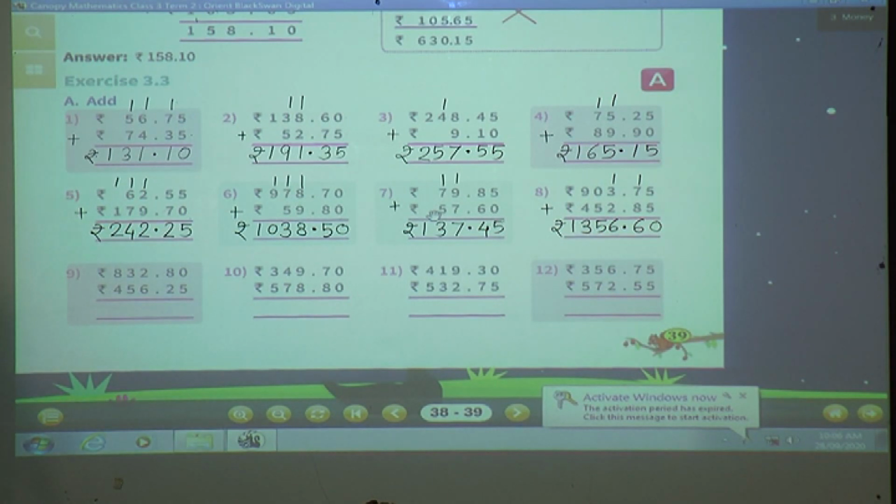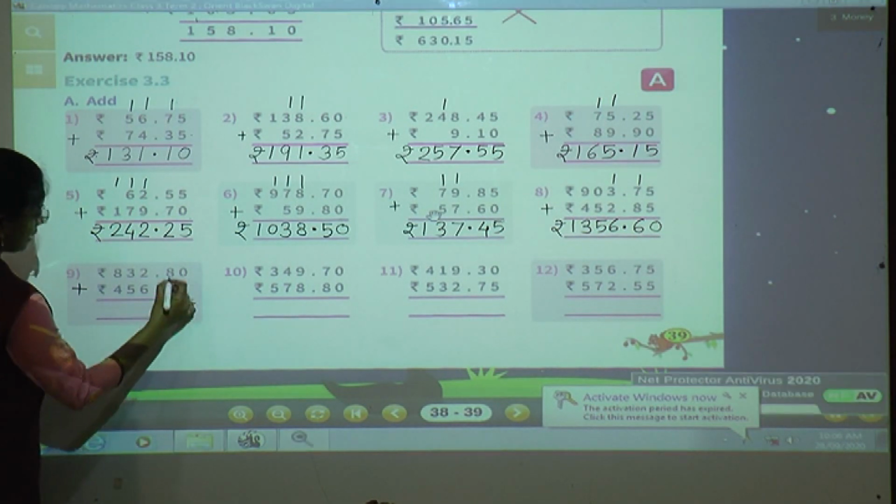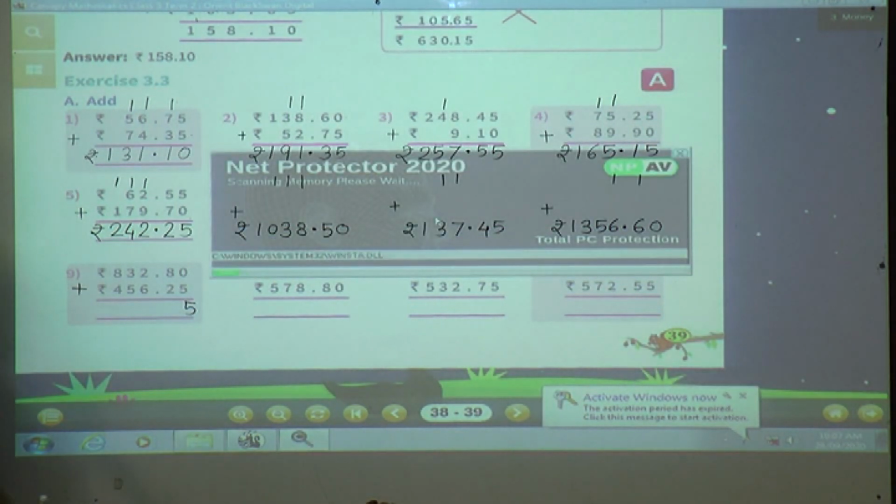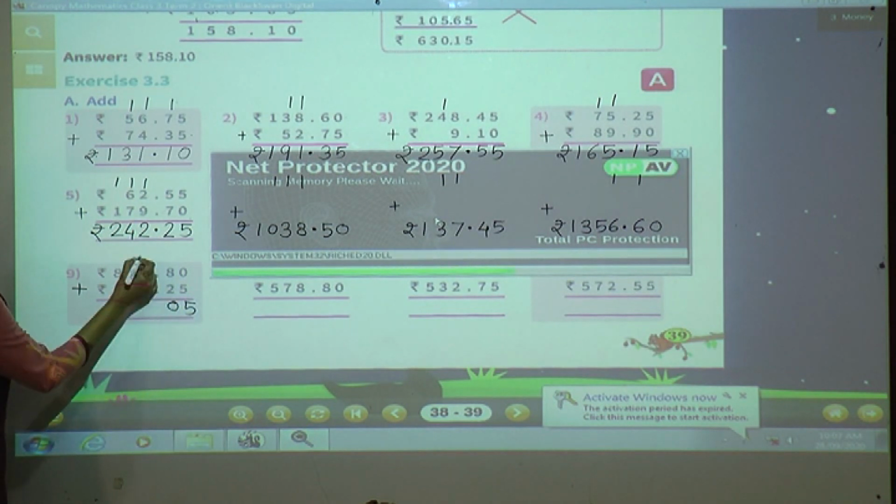Okay. Now see the ninth one. Rupees 832 and 80 paise plus rupees 456 and 25 paise. Okay. Now do the addition. Start from the paise. Okay, see here 0 plus 5 you have to do. 0 plus 5, 5. Then 8 plus 2, 10. 8 plus 2, 10. So here you have to write 0 and 1 as a carry.